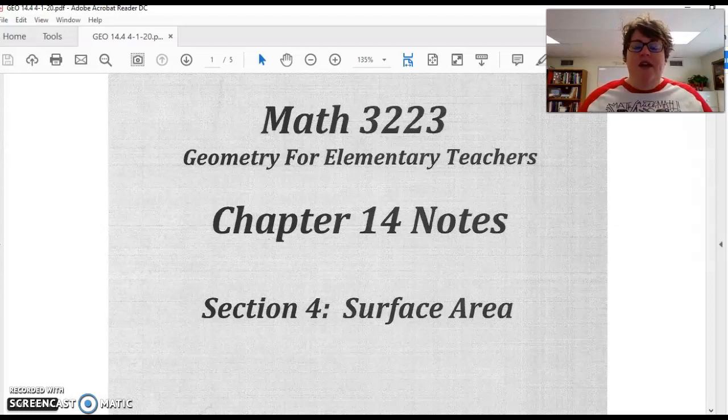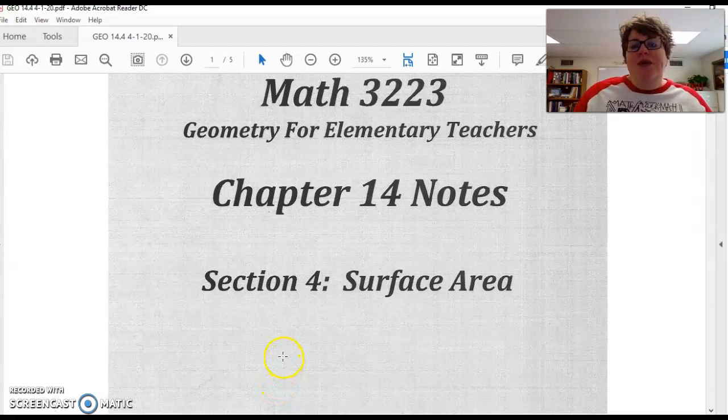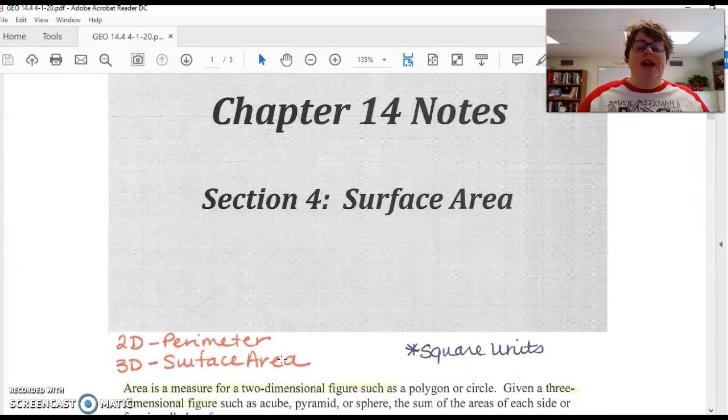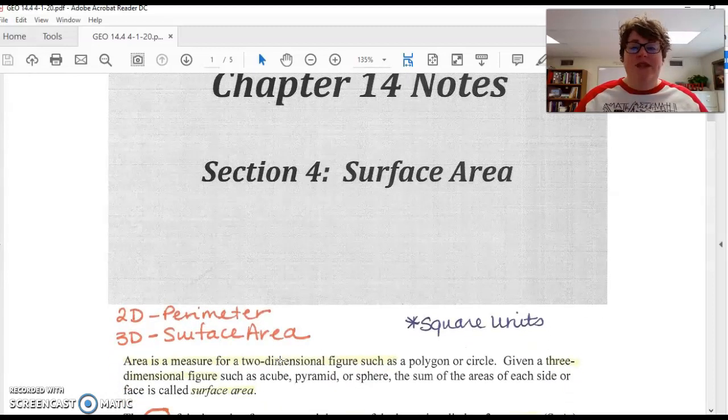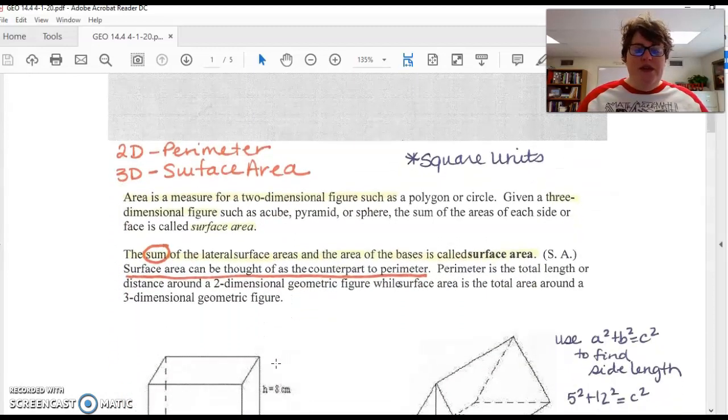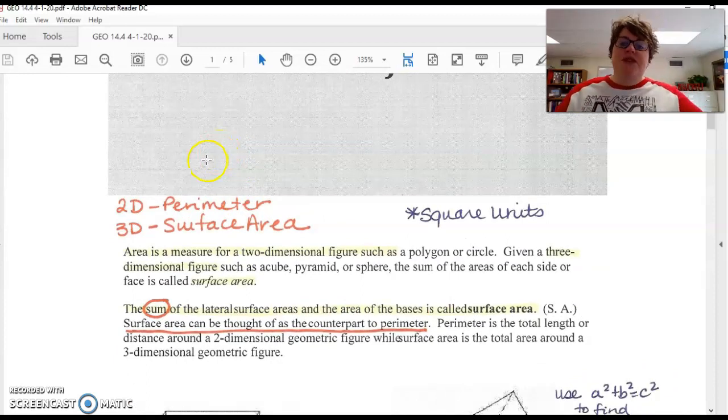Okay, so surface area. So far we've done perimeter of two-dimensional figures, the distance around. We've done area. So thinking about a piece of paper, what area does it cover? Now we want to move to three-dimensional figures. In two-dimensional we called it perimeter. In three-dimensional we move to surface area. So it's basically the distance around the figure, but these two are comparable. In two-dimensional it's perimeter, and in three-dimensional we refer to it as surface area.